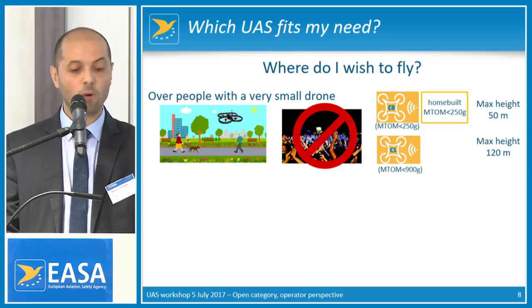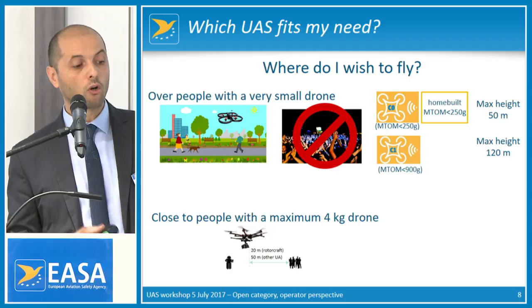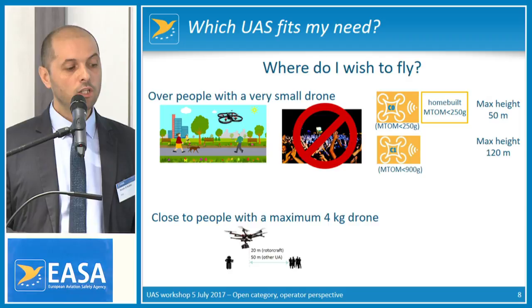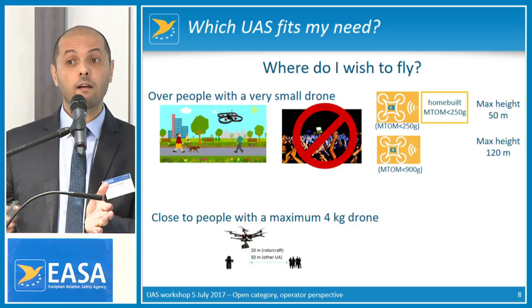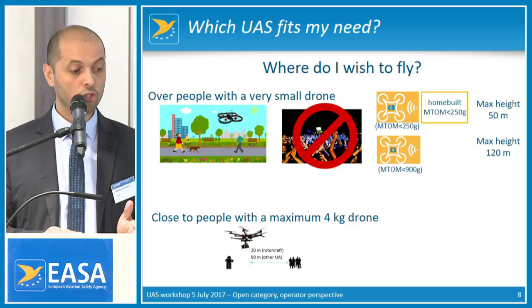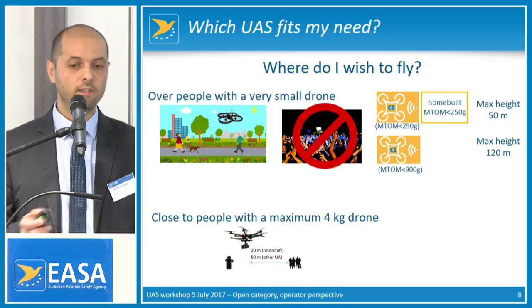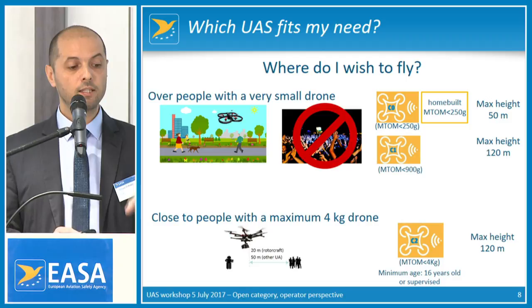Now, in case instead I want to fly close to people, it's limited to a 4 kilogram drone, and we give a limitation: you can fly up to 20 meters in case of rotorcraft, 20 meters far from uninvolved persons, an essential element, so people that are not part of the operation, or 50 meters in case we are using an aircraft different from a rotorcraft. So in this case, I need to buy a drone marked C2.